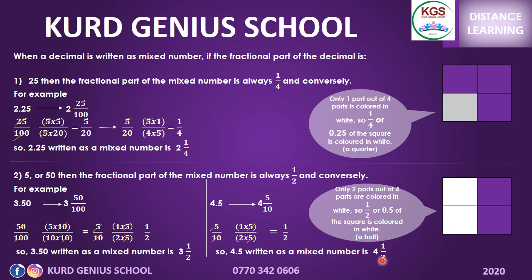So let's clarify that half more. If I have a square and divide the square into 4 equal parts or 2 equal parts. So here 2 parts are colored in white out of 4 parts, or 1 part is completely colored in white out of 2 parts. That means half of the square is colored in white. So that's why we call 1/2 half. So here we usually say 4 and a half.